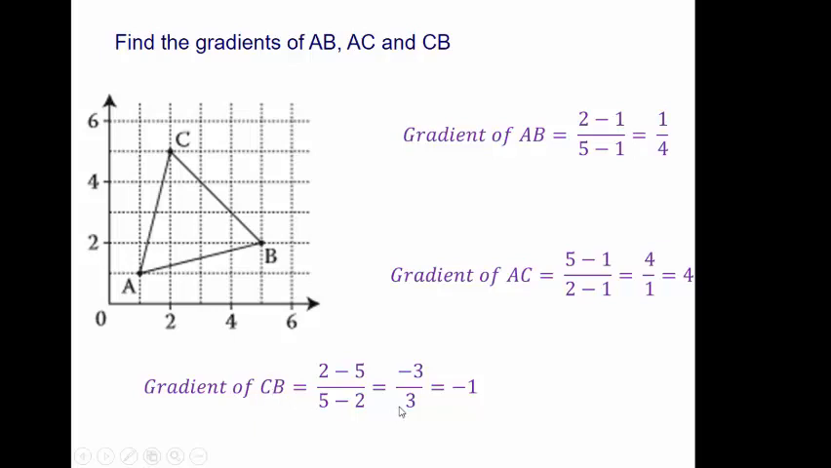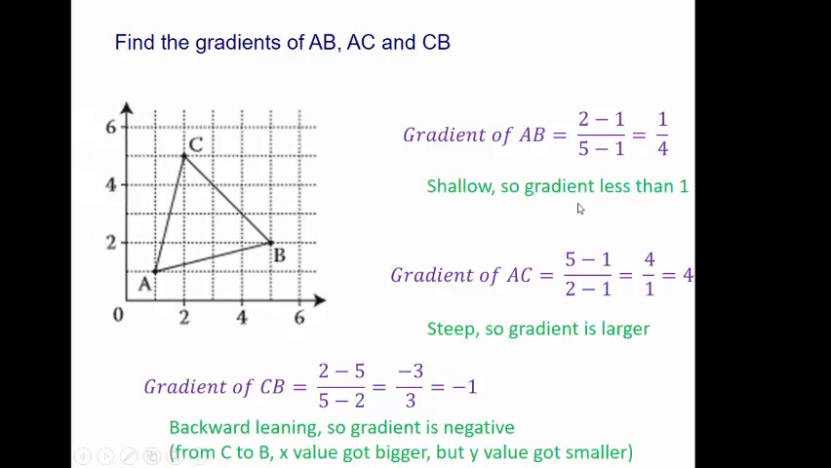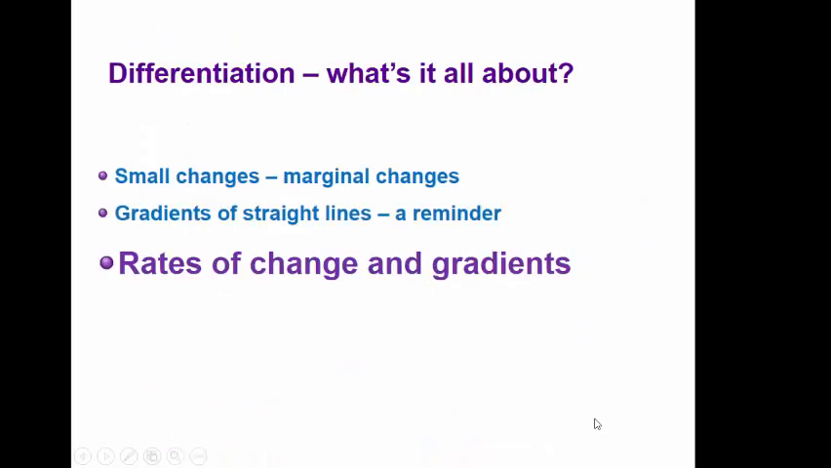Gradient of CB is a negative gradient, backward slanting. Now, the change in y from C to B is -3. Y has gone down by 3, but x has increased by 3. So we've got -3 over +3 equals -1. And just a few notes on those, but we've already talked about those.